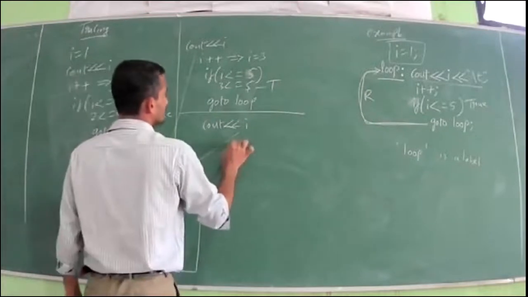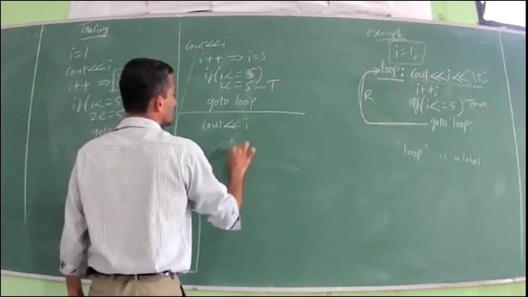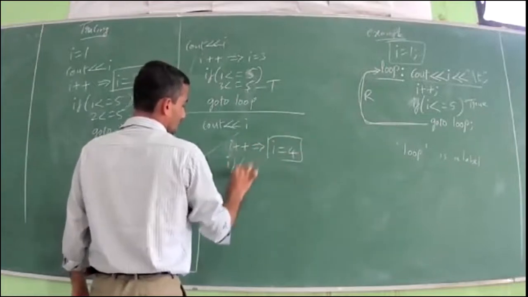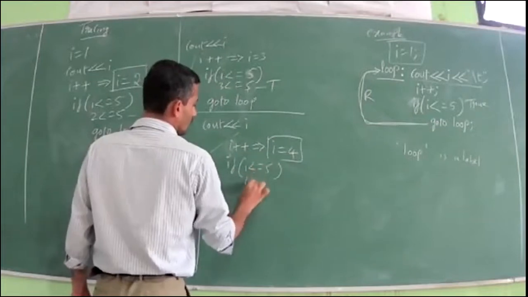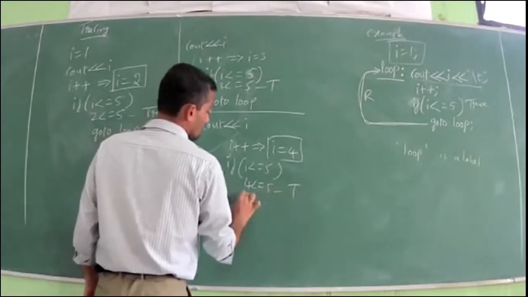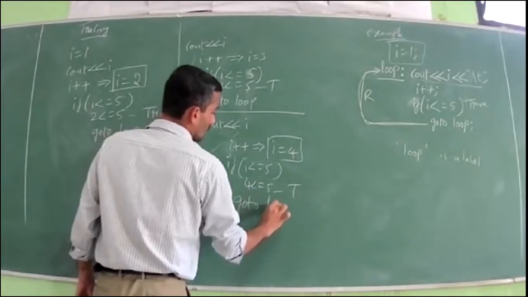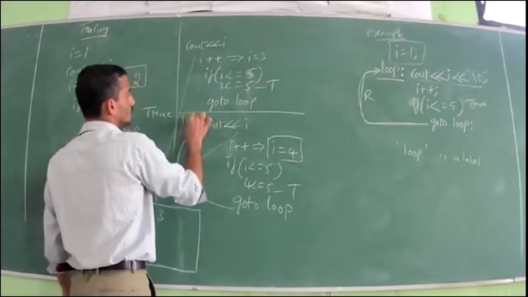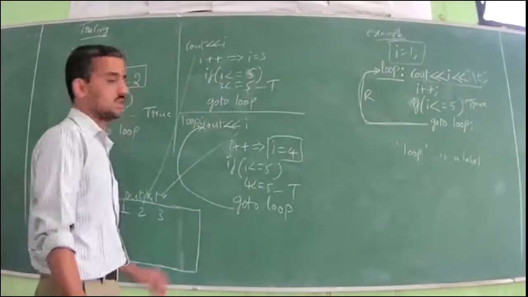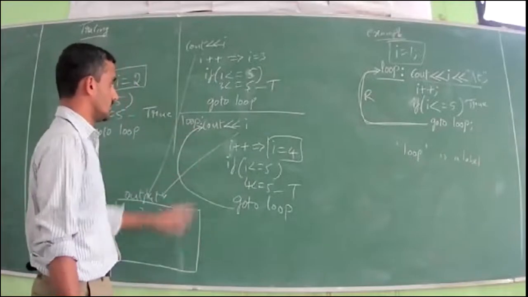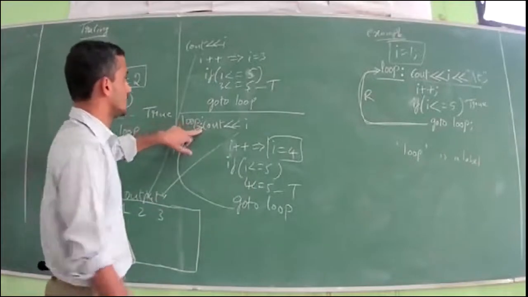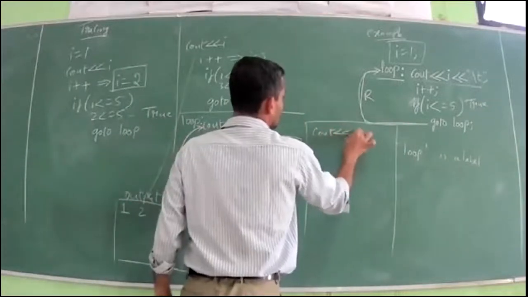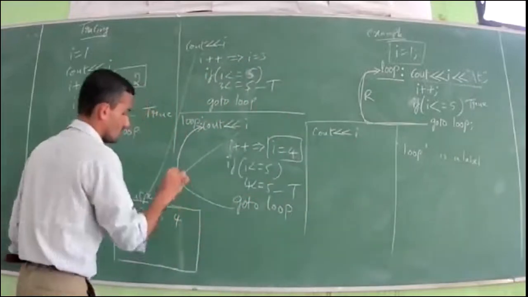Then there is i plus plus, so the i value will be increased by 1 and becomes 4. There is a condition: if i less than or equal to 5. So 4 is less than or equal to 5, so this condition is true, go to loop. Again the program control is transferred to the loop. The word loop is a label, so it is transferred back to the statement called cout. So cout i, the i value is 4, and we print the value of i, that is 4.